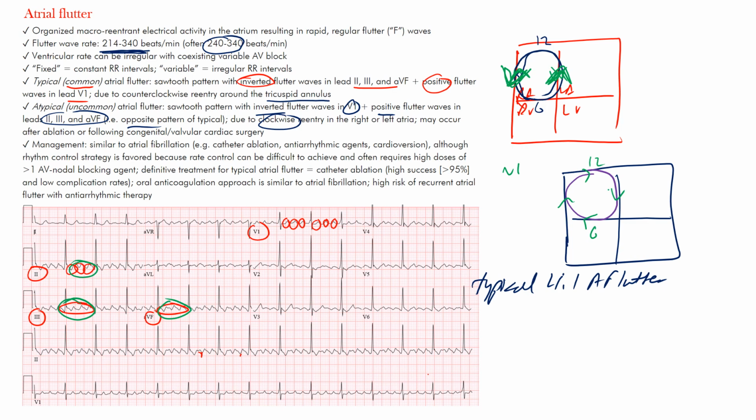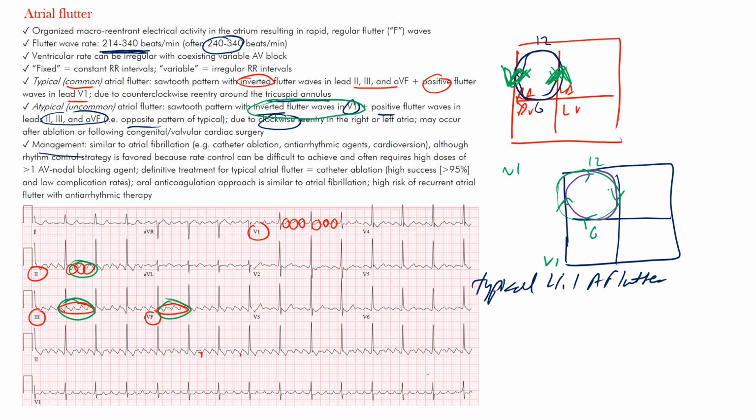So hopefully that makes sense. The typical form is when you have the counterclockwise rotation going against that, and that's why you see those waves. And this atypical form is in the opposite direction. It's pretty much going away from V1, which is over the right side. That's why in the atypical form, you have inverted P waves or flutter waves in V1. Now that's a little more advanced and probably more than you have to know, but it can be helpful and is worth knowing.